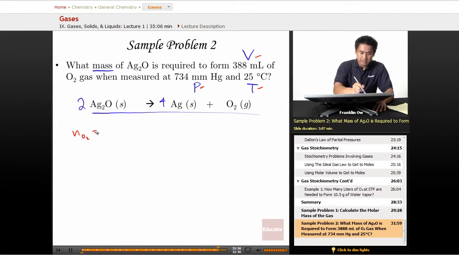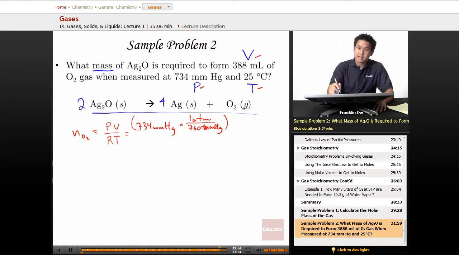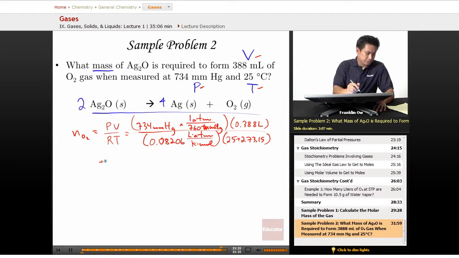So n of O2 is equal to PV over RT, and so that's going to be equal to 734 millimeters of mercury times 1 atm divided by 760 millimeters of mercury. Going to multiply that by the volume in liters, which is 0.388 liters, divided by the universal gas constant, 0.08206 liters atmosphere per kelvin mole, times the temperature in Kelvin, 25 plus 273.15. So then the moles of O2, we get 0.015 moles of oxygen gas.